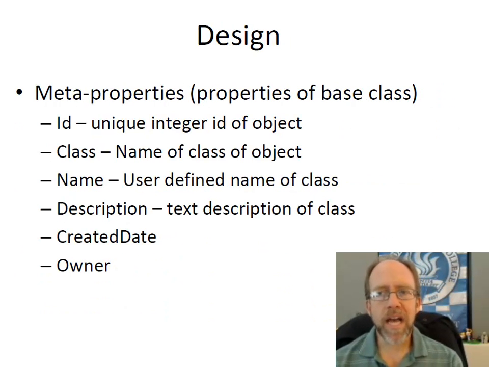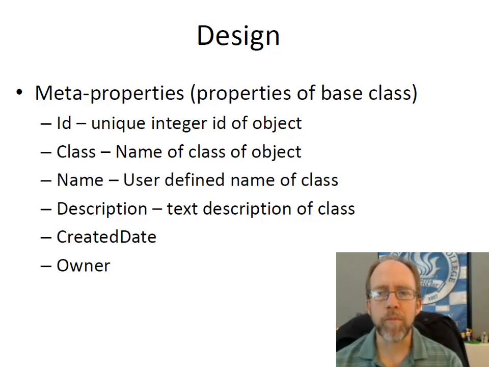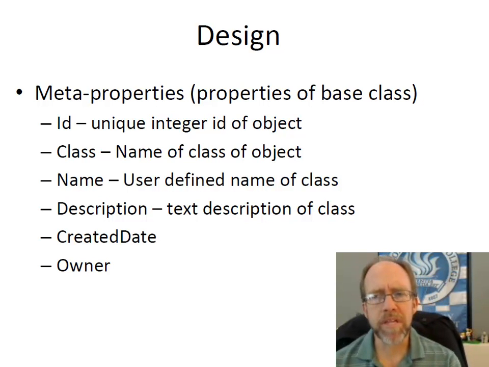Well, first thing is in the design I came up with a number of meta properties, and if you were designing this you might have different meta properties than what I've come up with, and since I've actually done these I've come up with other useful ones. These are actually properties of the base class, which in this case is XML property object, and these meta properties are ID, class, name, description, created date, and owner. Now I actually do practically in mine have a few more meta properties, which gives me the ability to do more things, but if I had to strip it down to just the basics of what you would need in these meta properties, these are them.